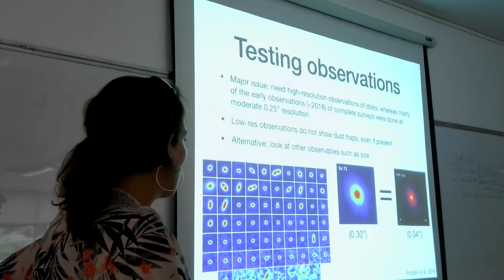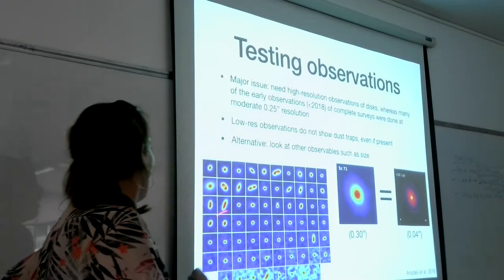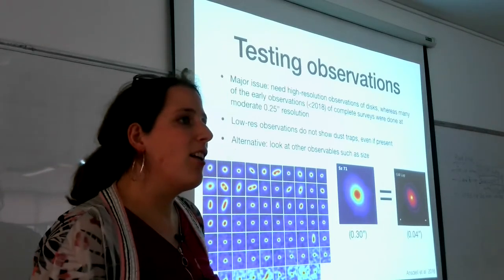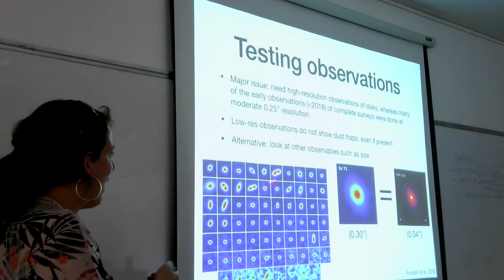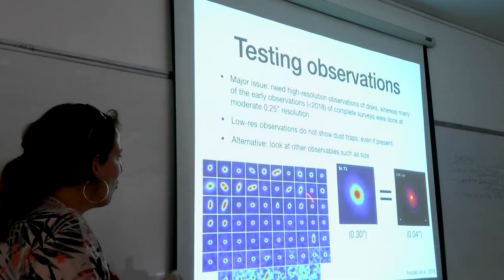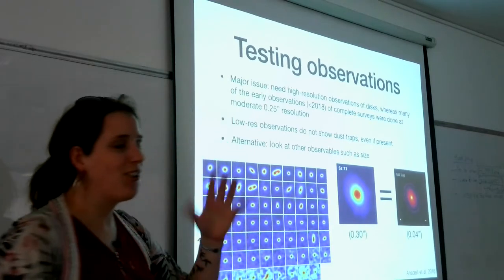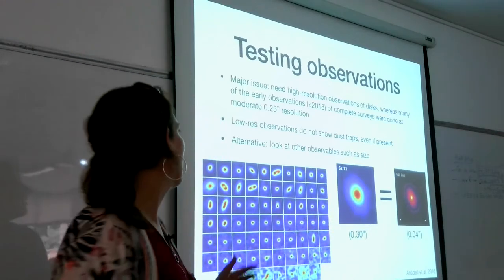We have these snapshot surveys of protoplanetary disks, of like 100 disks, looking for substructure and dust traps, but they're definitely taken at low resolution. So we see some disks that have gaps, but where we don't see them, we cannot rule out yet that the gaps are there. We're going to talk a little bit more about this observability of substructures.